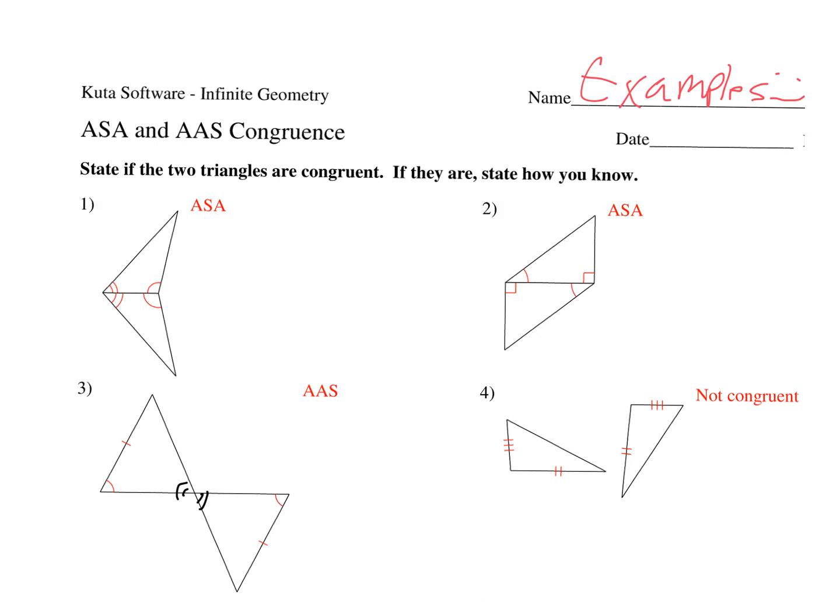Number 4, we have side, side. And we don't know if any angles are congruent. So we can't say that this is congruent because we don't have proof. So that's why that would be not congruent.